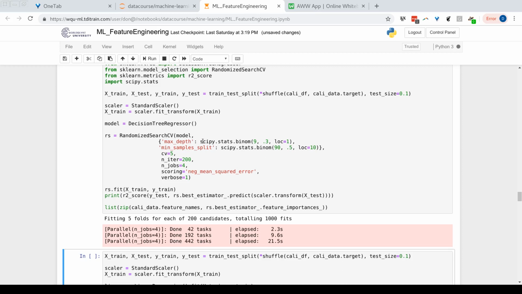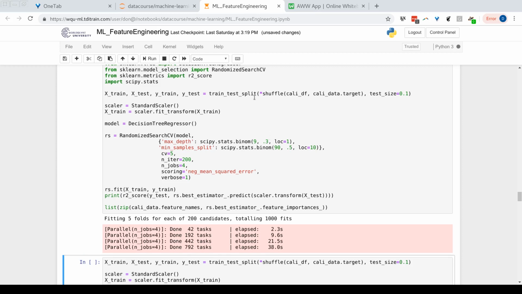Notice here for max step, we're going to sample from a binomial distribution. I want to point that out. The other thing I want to point out here is train test split automatically shuffles the data, so there's no need to manually shuffle the data prior to using train test split.